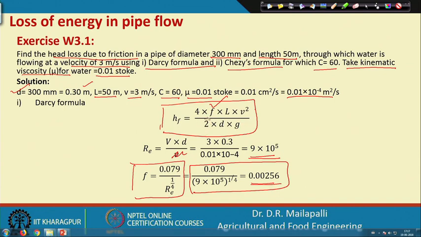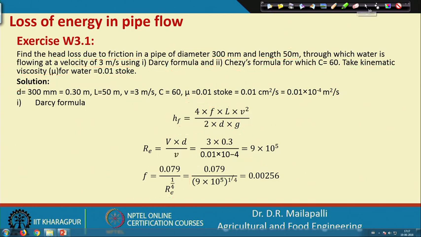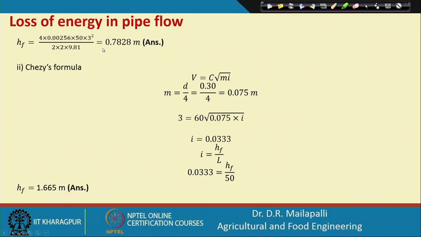I think the remaining things are all given except f. So f we got, and you can substitute D, g, V, L, and you get hf. If you see in the next slide, you substitute all the values. So, this is the value of the friction head loss using the Darcy-Weisbach equation.